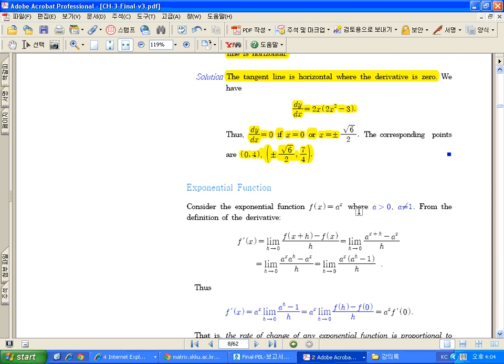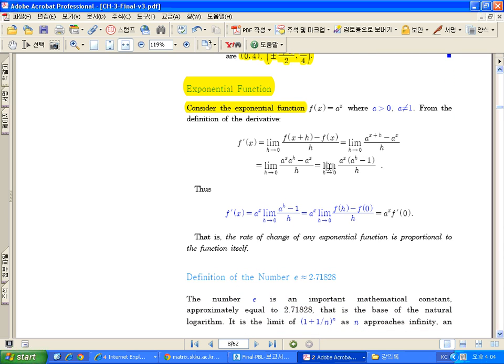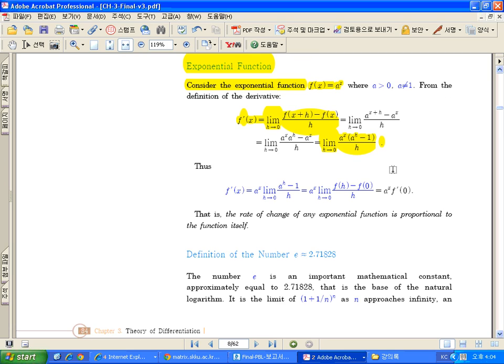So those are all the applications of derivatives and exponential functions for finding the derivative. Let's find the rule for finding the derivatives of exponential functions. Okay, first, when f of x is equal to a to the x, where a is bigger than 0 and not 1, then from the definition we can have the simplified form like this. Then f prime of x can be written in this way. Because those are continuous functions, you can replace the order of the limit, which gives us this, which is the first derivative of f at 0, which is like this.